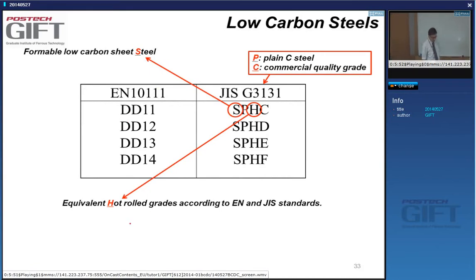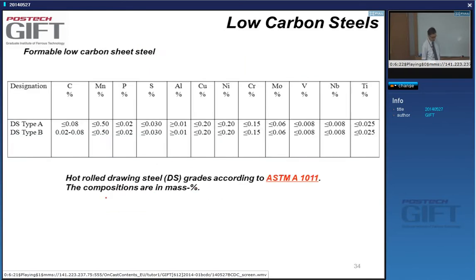Same here, hot rolled grades according to JIS standards that you can compare. So you remember here for JIS, S stands for steel, and P stands for plain carbon steels, and then these C here stands for commercial drawing, etc., extra drawing, and the H here is for hot rolled. Okay, so that way, this list allows you to compare these two types of grade.